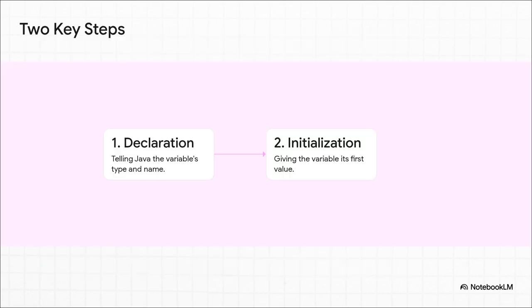Now, actually using a variable is kind of like a two-step dance. First, you have to declare it. This is you creating the empty jar and slapping a label on it. You're essentially telling Java, hey, set aside a spot in memory for a number, and let's call it age. Then you initialize it. That's the part where you actually put something in the jar for the first time.